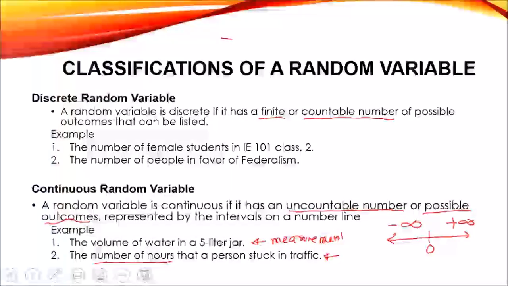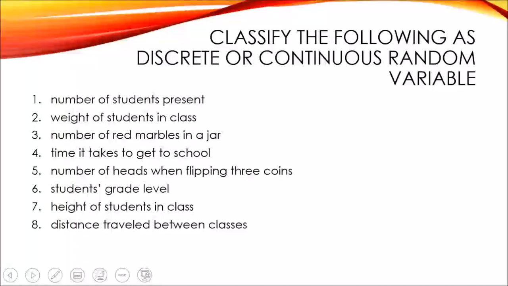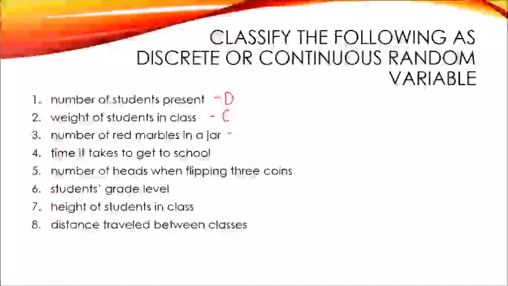Okay, so I prepared a question. We identify or classify the following as discrete or continuous random variable. Okay, we have number 1, number of students present. So we are sure that this is discrete. Weight of the students in class, since it is a measurement, therefore this is continuous. And we also have the number of red marbles in a jar. This is discrete, no? Countable lang siya. Time it takes to get to school, since it involves time, therefore it is continuous. Number of heads when flipping 3 coins, since limited lang siya, no, that is discrete.